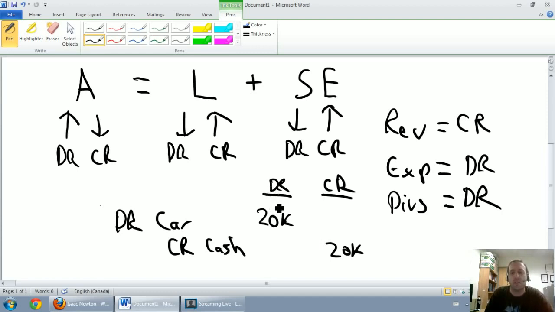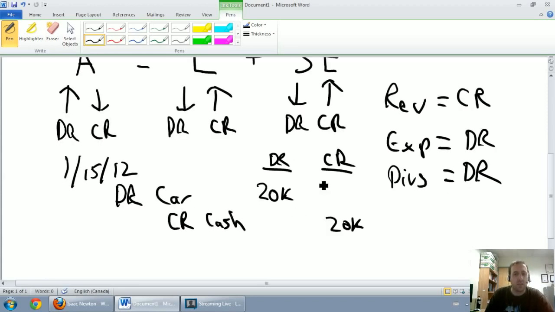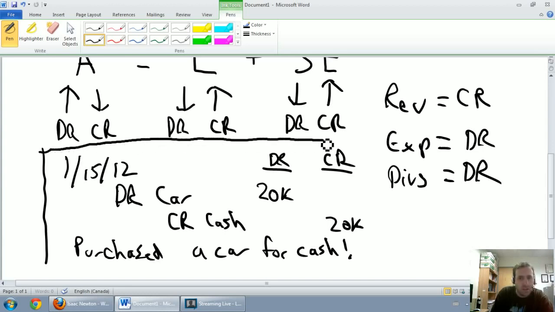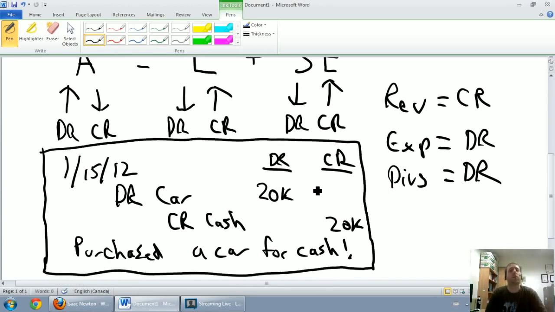We're missing a couple of things. First is the date. So I'm going to use today's date, and today's date is January 15th, 2012. So I'm just going to write 1/15/12. And the other thing is we're missing a description. So I'm going to write a description beneath the journal entry. Purchased a car for cash. You don't need an exclamation mark. So I'm just going to box this off and make it clear that the rest of this is just kind of stuff that was helping us. Right here, we have a good journal entry.